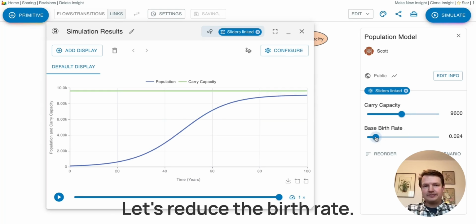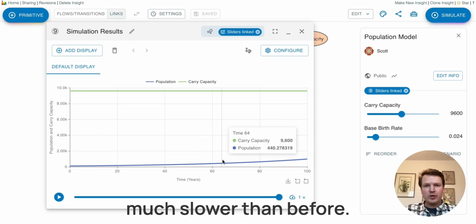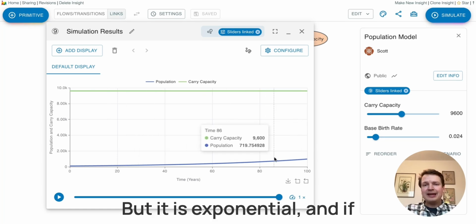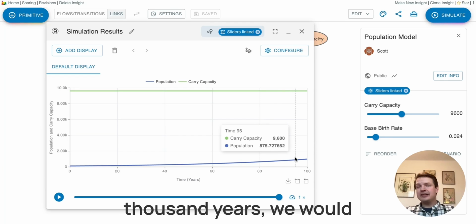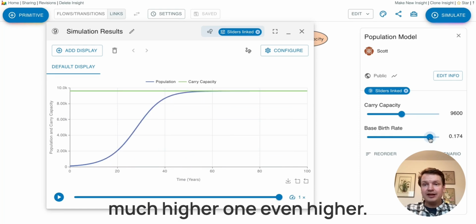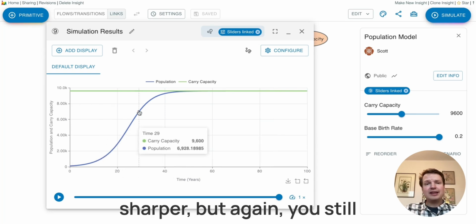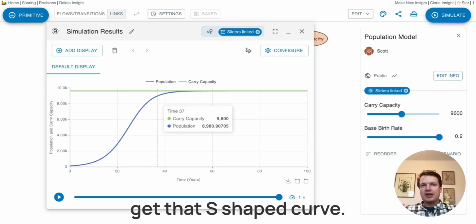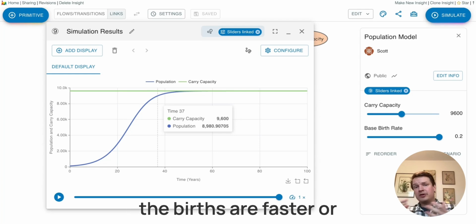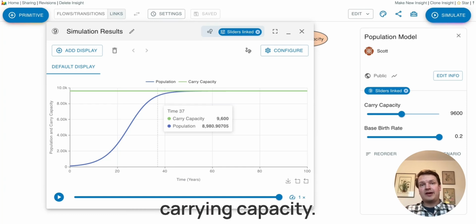Let's play with the birth rate now. Let's reduce the birth rate. Here, if you reduce the birth rate, we have the population slowly increasing, much slower than before. It looks exponential, but it's a little hard to see because it's pretty flat. But it is exponential, and if we continue the graph for 1,000 years, we would still see that S-shaped curve. We can try a much higher birth rate, even higher. And if you make it higher, the growth of the curve is sharper, but again, you still get that S-shaped curve. When you have this carrying capacity concept, there is a maximum growth, and it doesn't matter whether the births are faster or slower, the base birth rate, the end story is the same. You approach that carrying capacity.